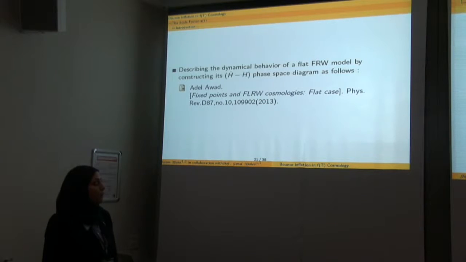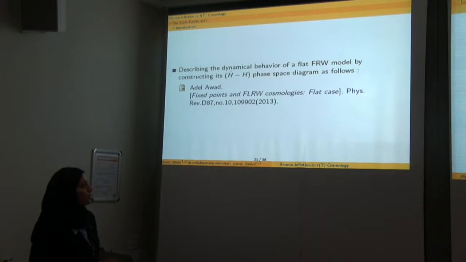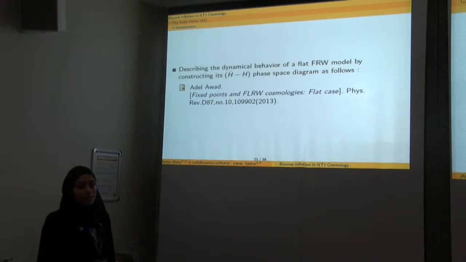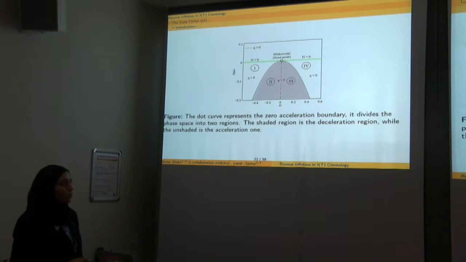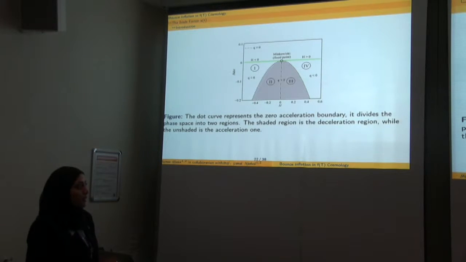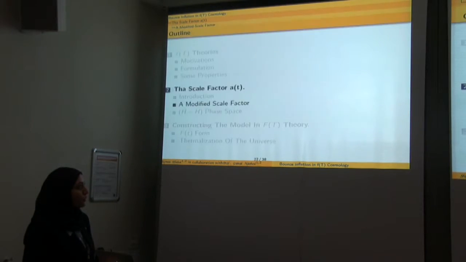Now we describe the dynamical behavior for the FRW model by constructing its H-Ḣ phase space diagram. This is a diagram for the FRW model. The shaded area describes the acceleration region, and this area describes the deceleration one. There is no transition from deceleration to acceleration in the model.